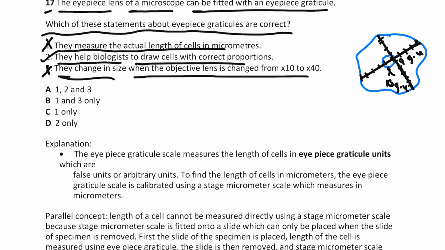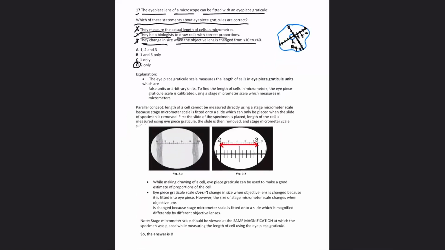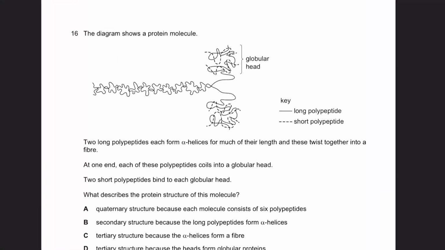अगर हम slide place करें, if the eyepiece graticule scale was on a slide and if we put the slide on the stage of the microscope, तो फिर वो scale magnify होता. Magnification is only for something that is on the slide and placed on the stage. So if any scale is on the slide of the microscope, अगर हम slide use करके वो scale लगाएं, तो सिर्फ वो magnify होगा, eyepiece graticule magnify नहीं होता. The answer is 2 only. The answer is D. Let's move on to MCQ number 16.